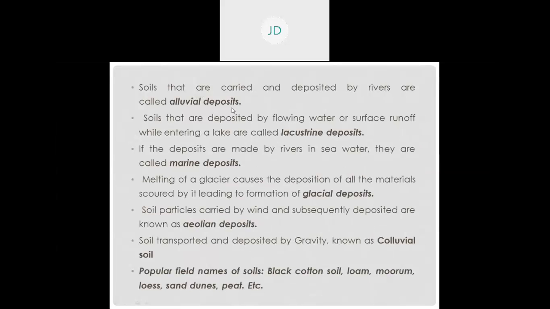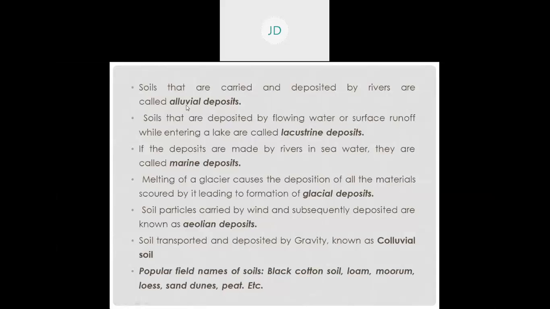Can you give me some example of alluvial soil? The soil which exists nearby the bank of a river, like the Brahmaputra river, is all alluvial soil, because that soil is transported by the river water, isn't it? So they are all known as alluvial soil.